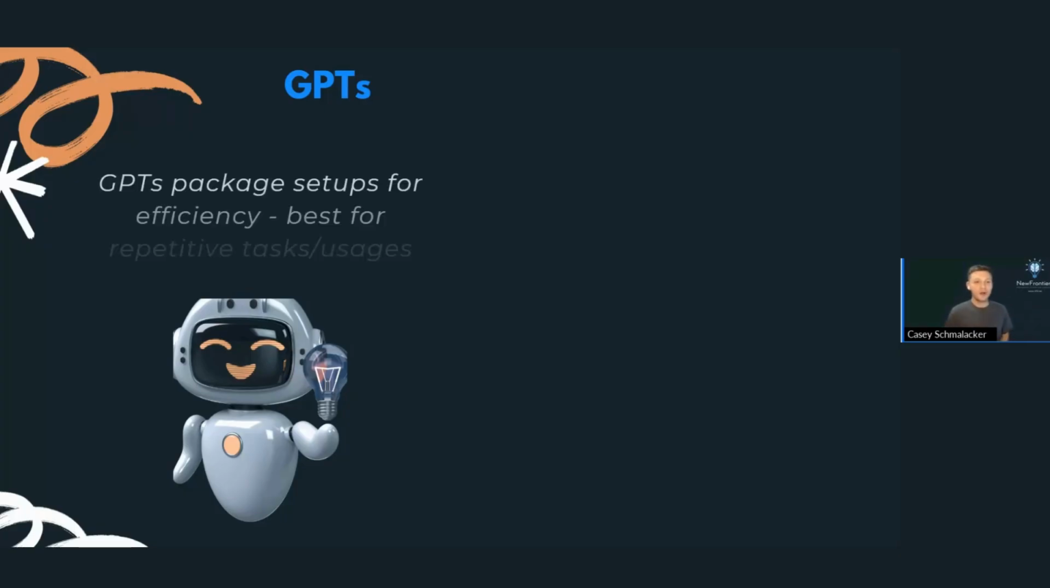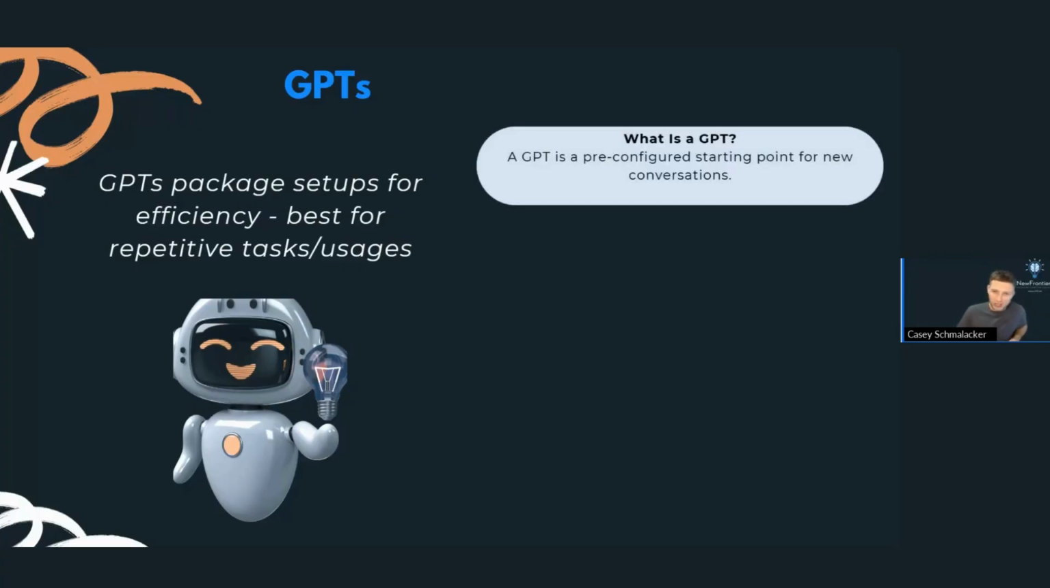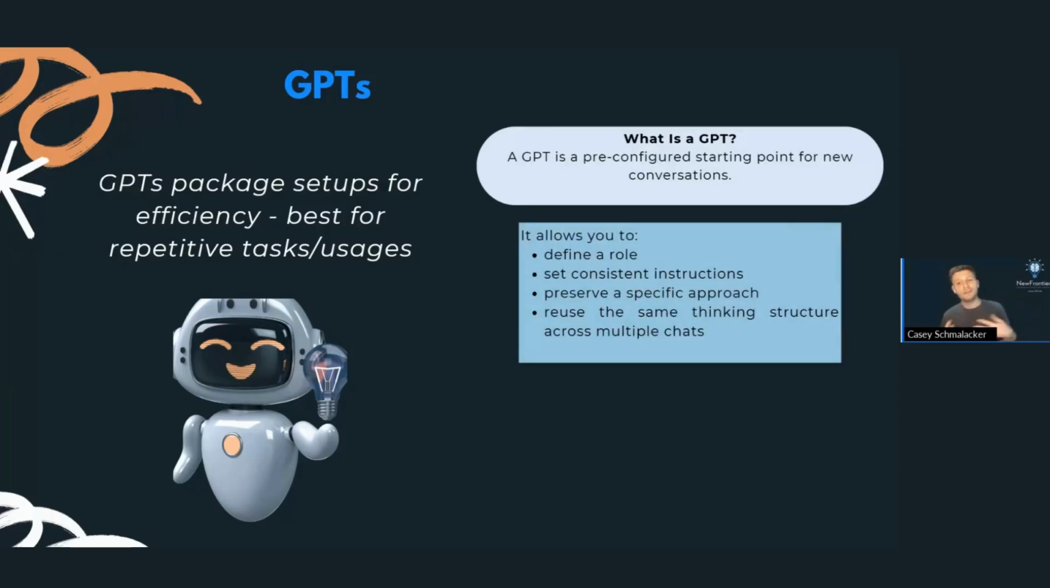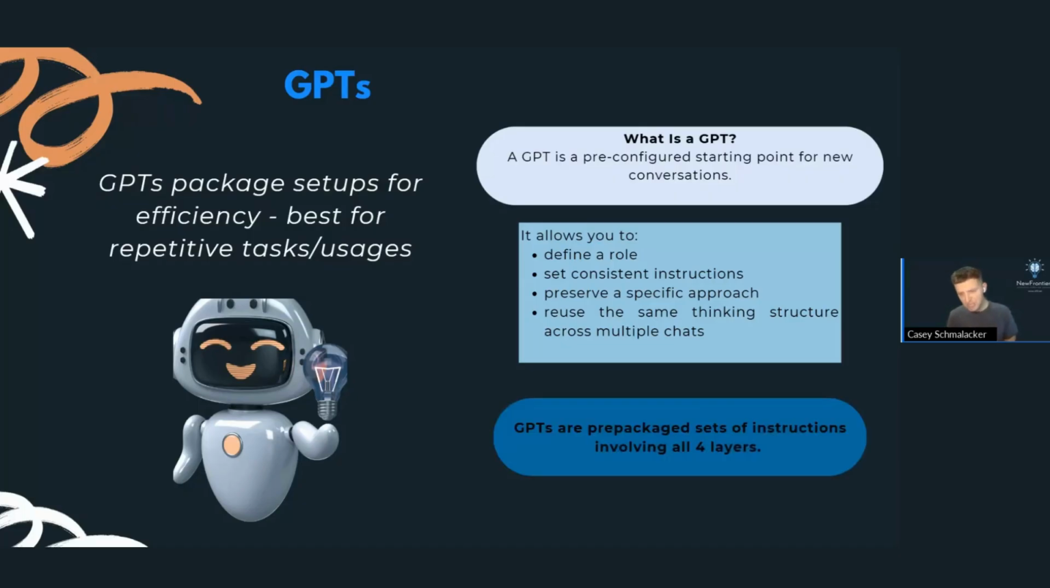Well, custom GPTs are not really their own layer. They're a pre-packaging of other layers. So GPTs package setups for efficiency, and these are best for repetitive tasks and usages. So what is a GPT? It's a pre-configured starting point for new conversations. It allows you to define a role, set consistent instructions, preserve specific approaches, and reuse the same thinking structure across multiple chats. GPTs are pre-packaged sets of instructions involving all four layers.